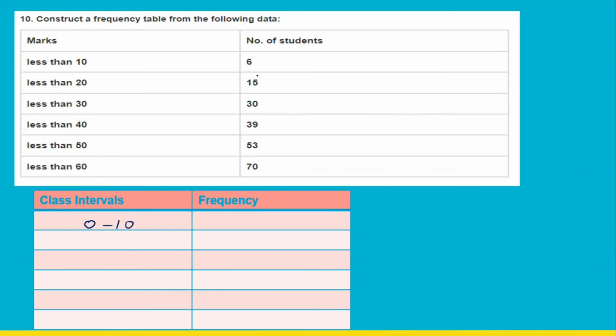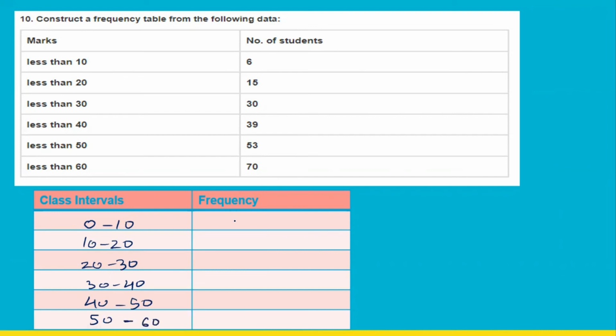So keep it as it is. These are the cumulative frequencies. Let us first make the class intervals. Next we have 10 to 20. Then we can have 20 to 30. Then we have 30 to 40, 40 to 50, and 50 to 60. Now we made the groups.